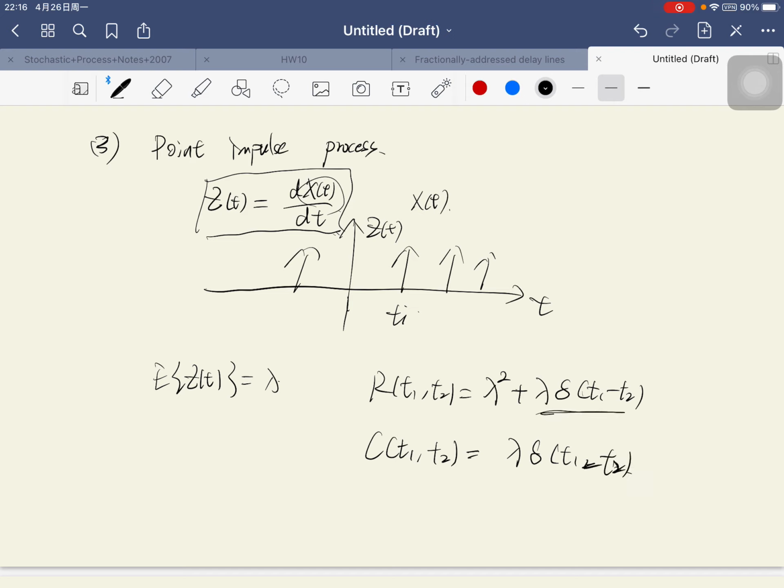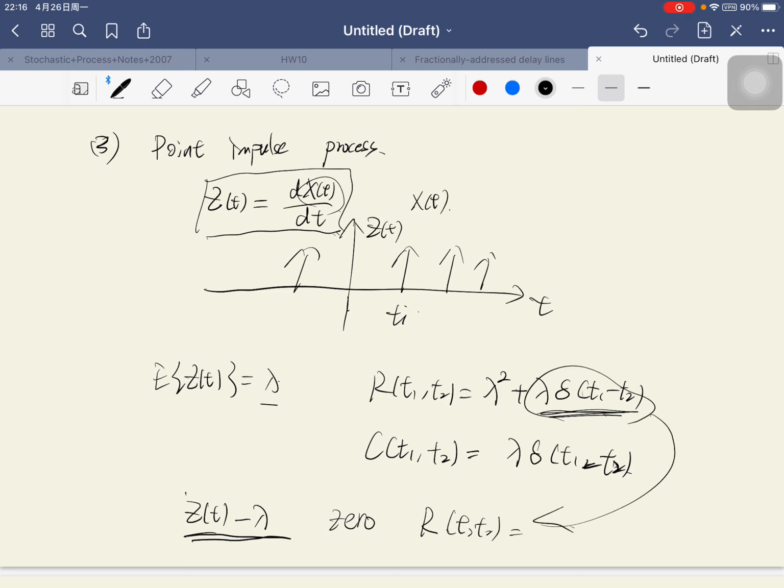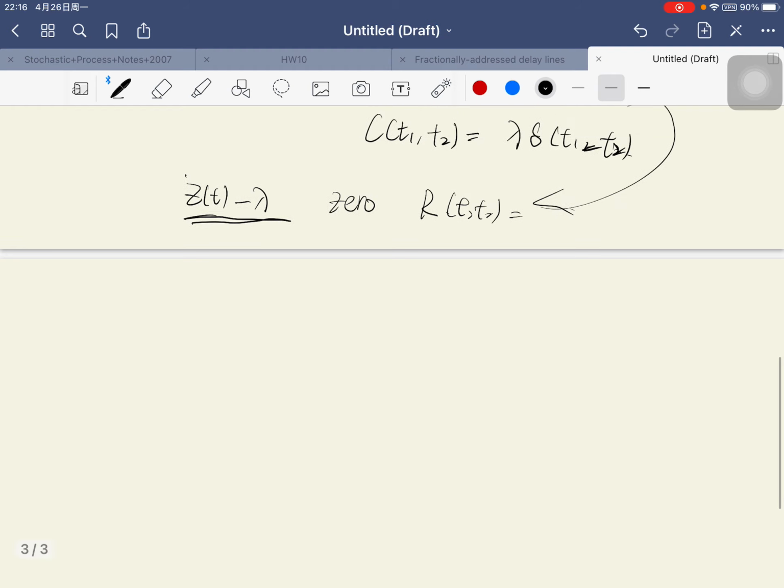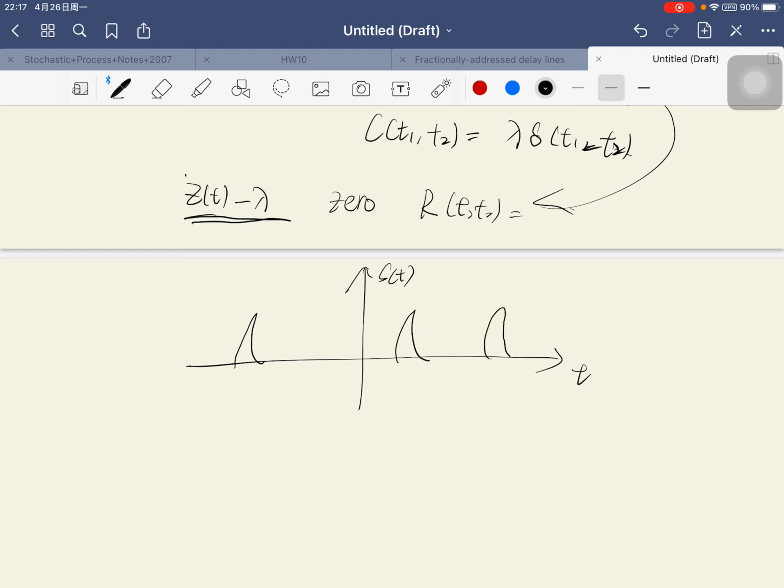For this part, we could find it is very similar to what we have been taught by the professor about white noise. So for Z(t), the expected value is lambda, so Z(t) minus lambda has mean 0, and its autocorrelation R(t1, t2) is equal to this part, so it is equal to white noise. And in the real world there is some shot noise, and we could also use this definition for it. It is like this, some white noise.